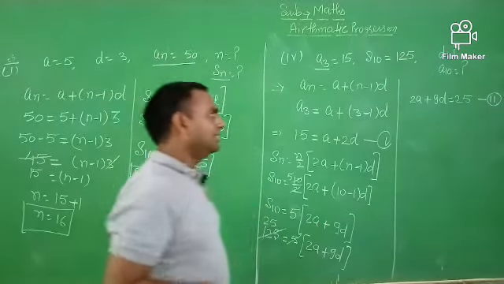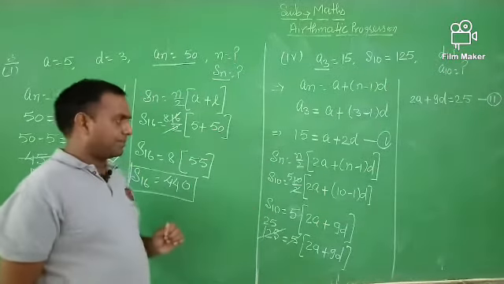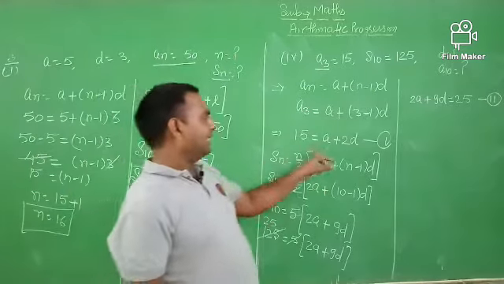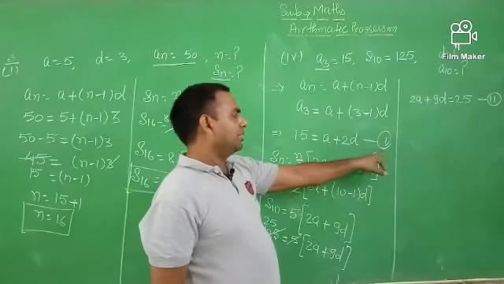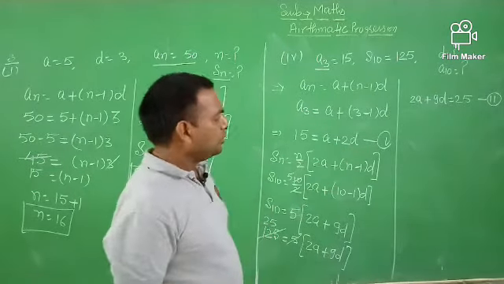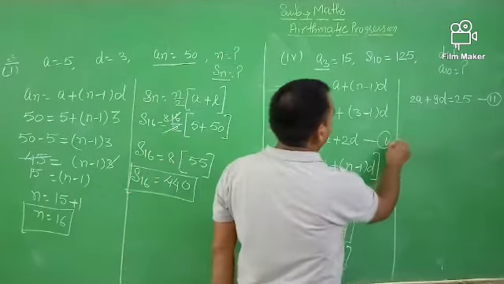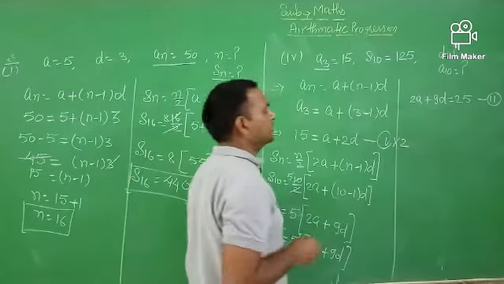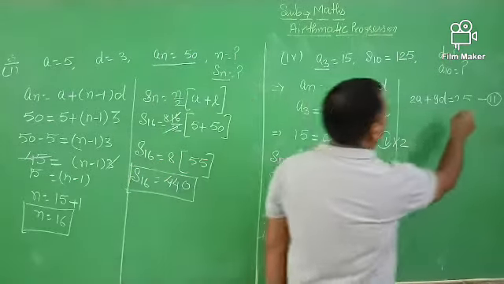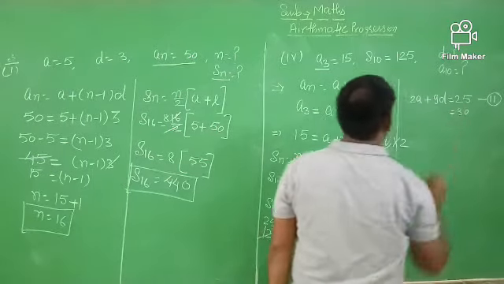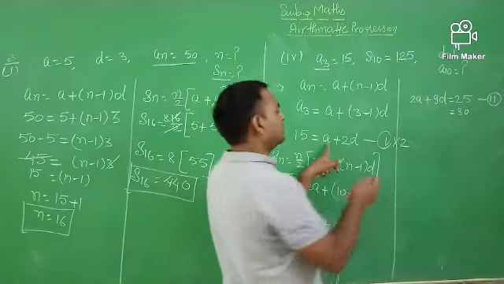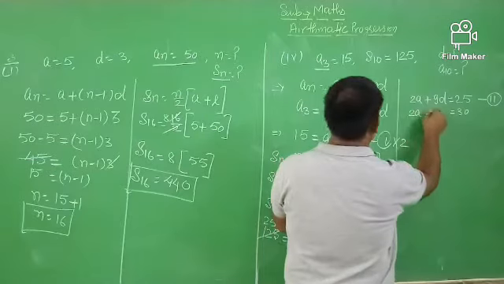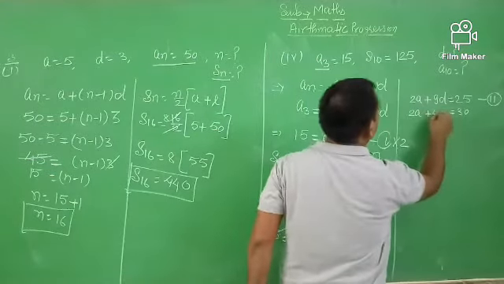First you see equation number first and second. Here equation number first is a plus 2d is equal to 15. So you multiply the first equation by 2. So this is equal to 2 fifteens are 30, is equal to 2 ones are 2a, and plus 2 twos are 4, this is the 4d.